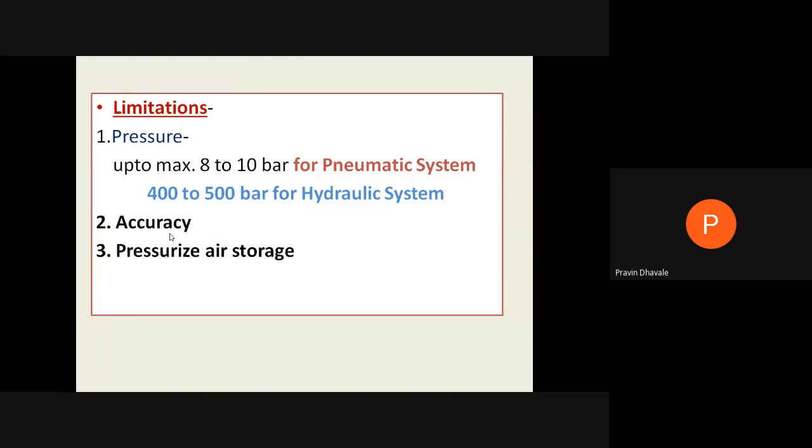A reservoir, in case of the pneumatic system, we require only one single reservoir for the whole system.